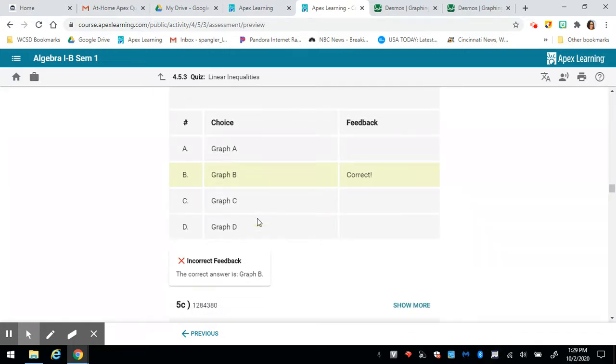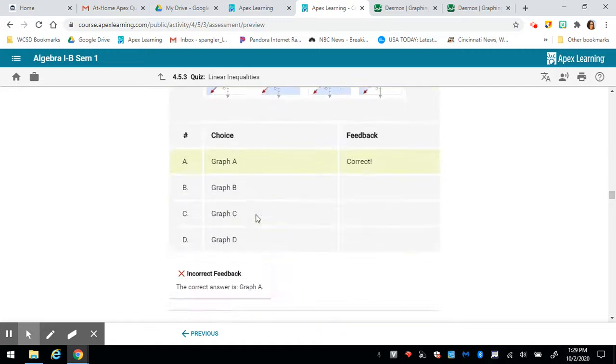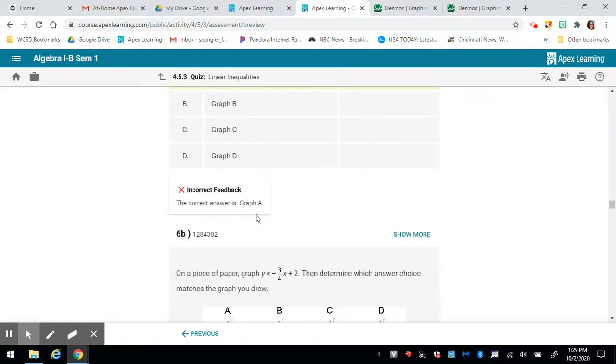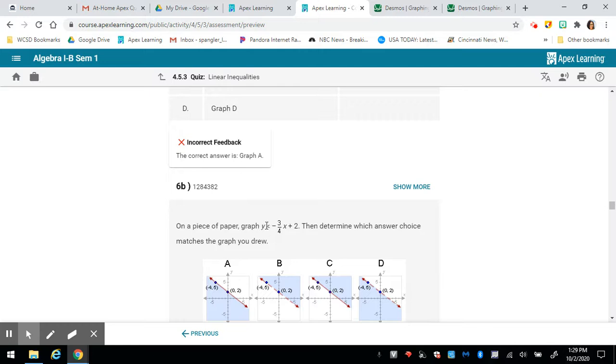Now, let's look at 6b. This has y is less than a negative 3/4 x plus 2. So this one we know is going to be a dotted line because it doesn't have equal to, so it's going to be a dotted line. This is less than. So if I put my pencil on my line, we know the shading has to be pushing down. So it's not going to be B because B is pushing up. D is pushing down. So our answer is going to be D.